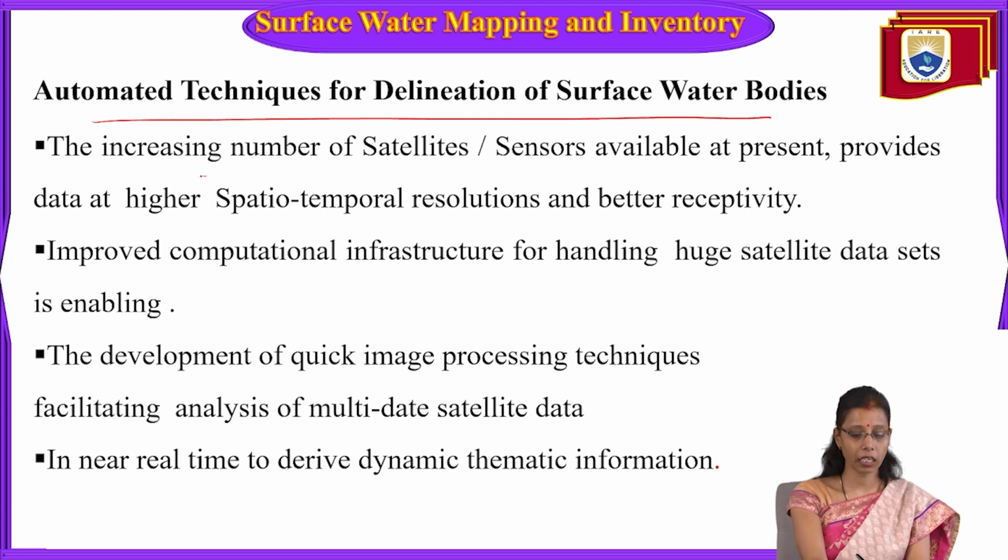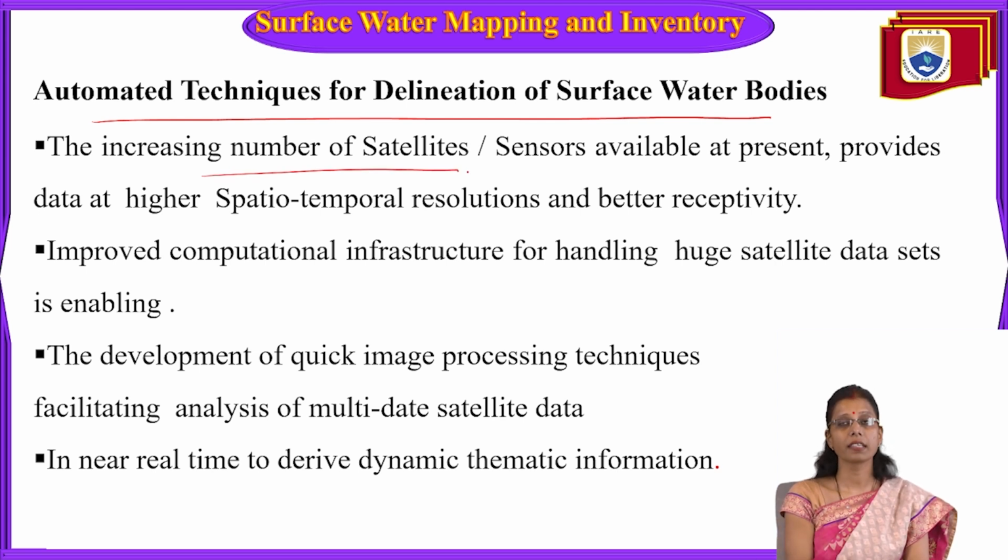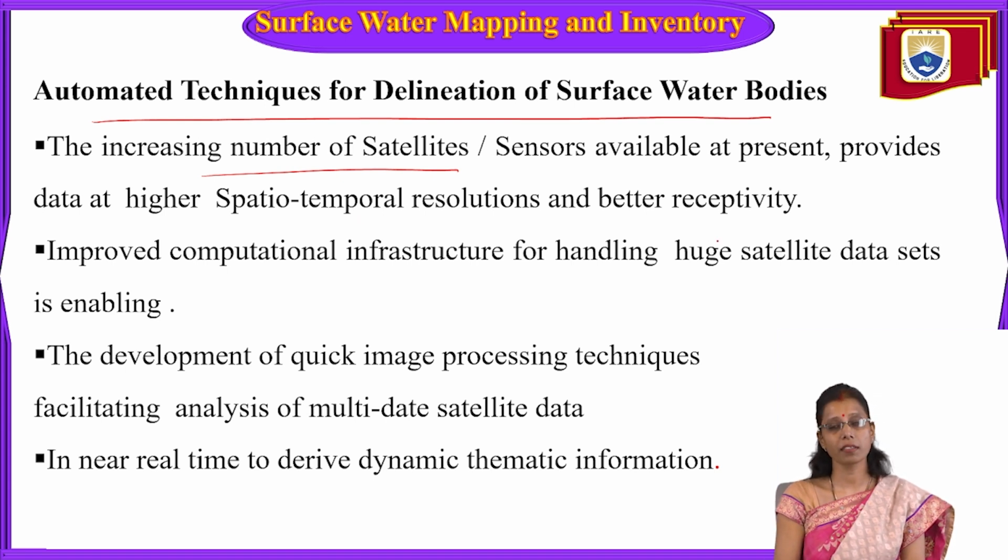So the increasing number of satellites and sensors available at present provides data at higher spatial and temporal resolution. Wherever you see this spatial temporal resolution, it will help us find the main changes in the water, as water is dynamic in nature. In one place, the condition may be that in a season the water body will be less.